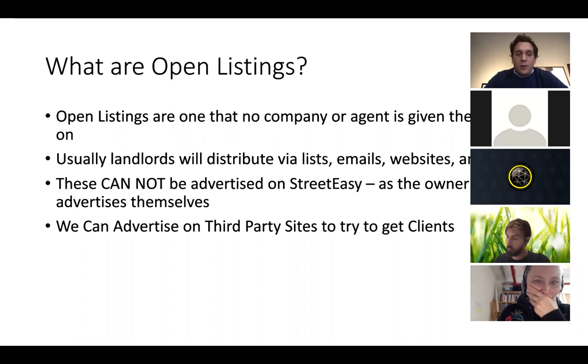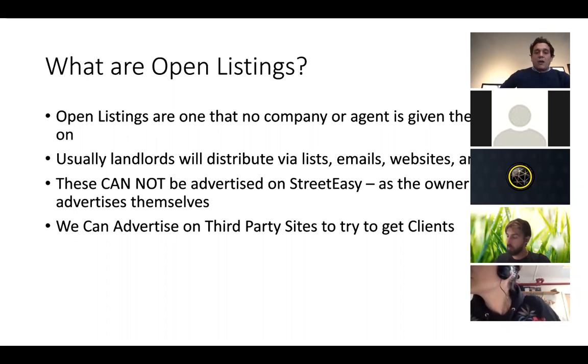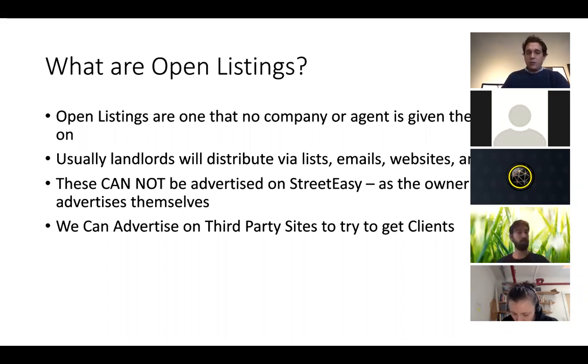As an example, a couple of agents in both offices have built up relationships with management companies by doing a number of rentals, and those management companies have given them the ability to advertise some of their listings on StreetEasy. If you have that ability, you can get the rentals done often quickly, and maybe show them other properties as well. What we can do with these is advertise them on third-party sites to get clients and specifically try to rent that apartment. We're going to go through the process step by step.